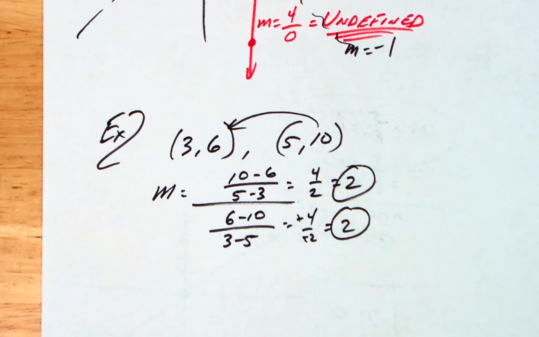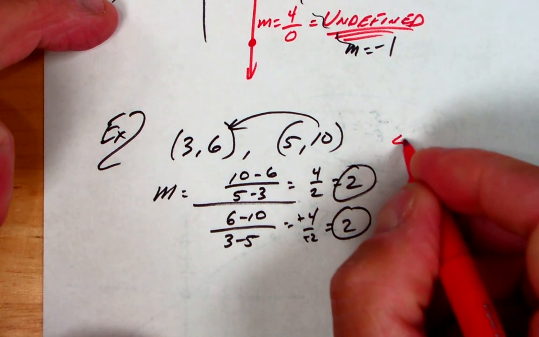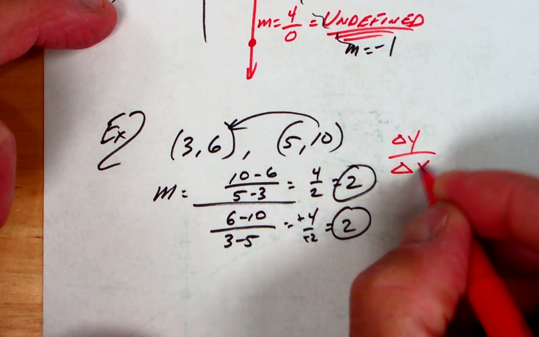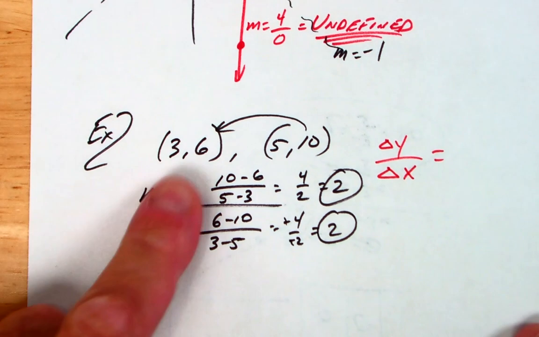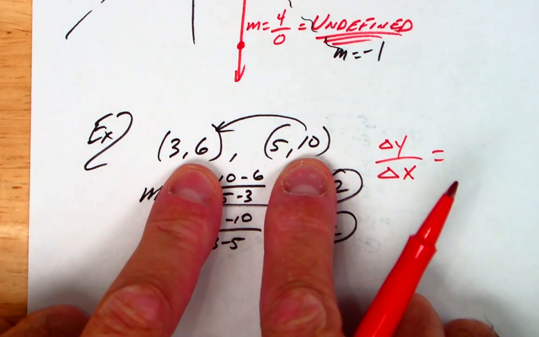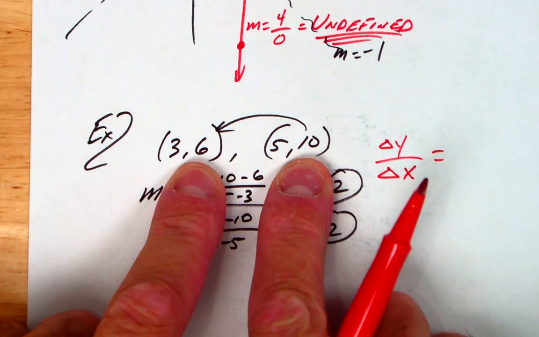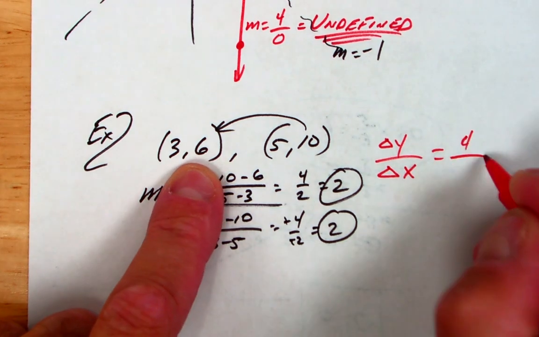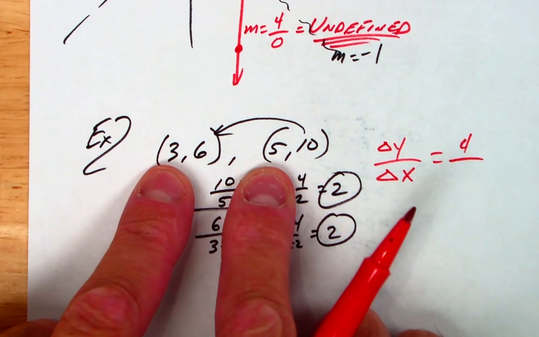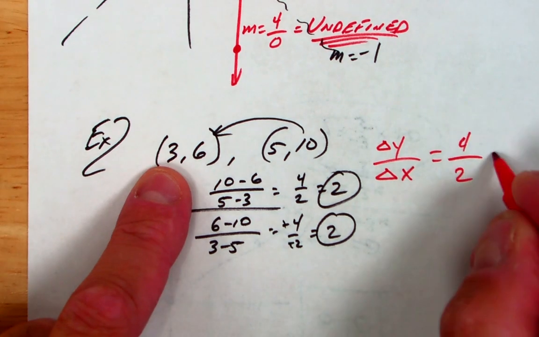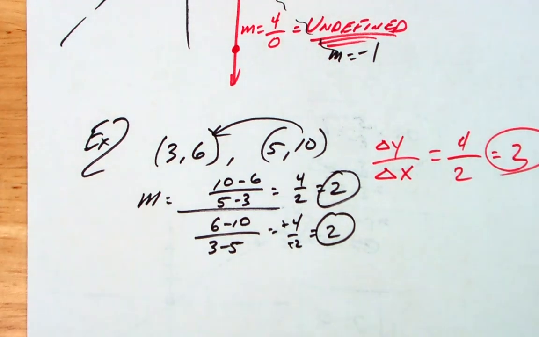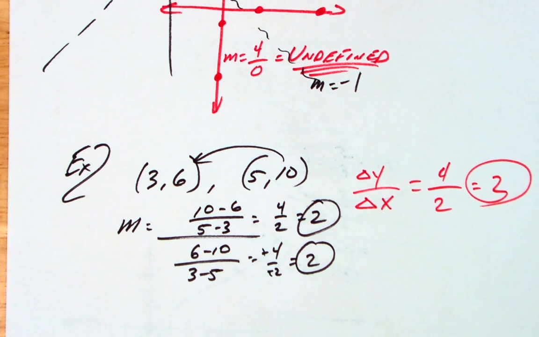But you know what? I think we're smart enough to do this a little bit in our head as well. Because if we think about this, it's really the change in y over the change in x. I think we can look at this and see from 6 to 10, how much did my y change? 4. It went up 4. From 3 to 5, how much did my x change? 2. 4 divided by 2 is 2.